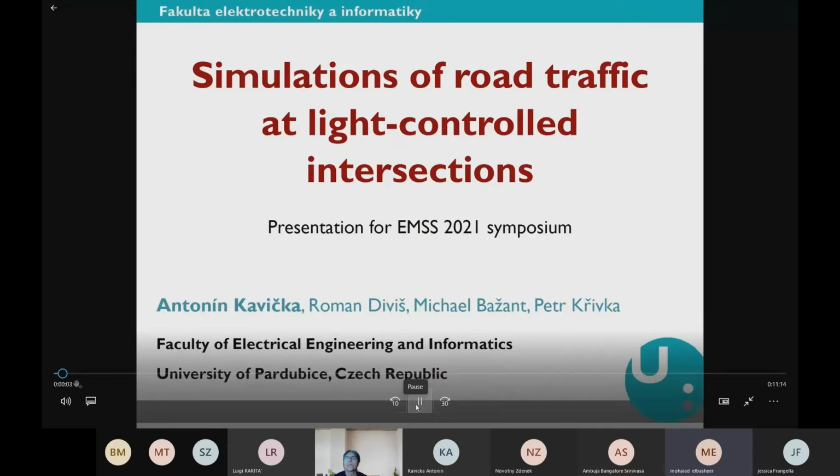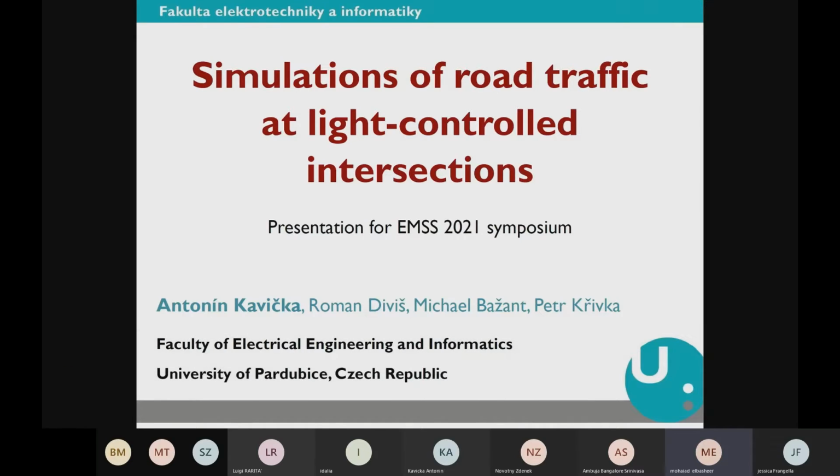Ladies and gentlemen, let me present our contribution called Simulations of Road Traffic at Light Control Intersections. My name is Antonín Kavička and I'm from the Faculty of Electrical Engineering and Informatics from the University of Pardubice in the Czech Republic. My co-authors of the contribution are mentioned on this slide as well.